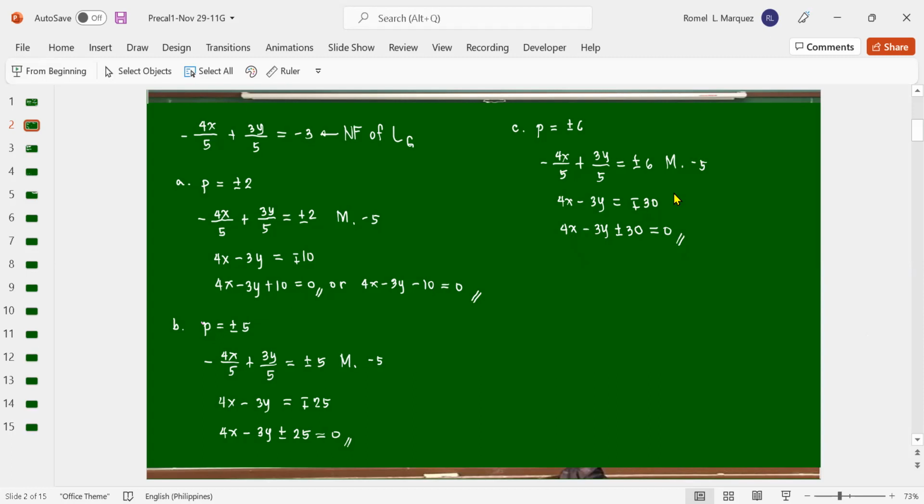Again, there are two possible lines for letter C, having directed distance plus 6 and then the other one negative 6. Get it, children? Any question with that? Guys? What about letter D?